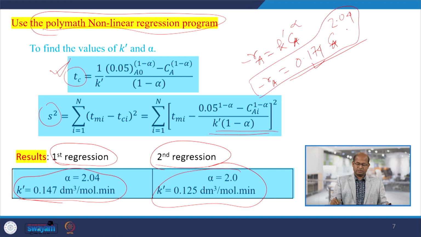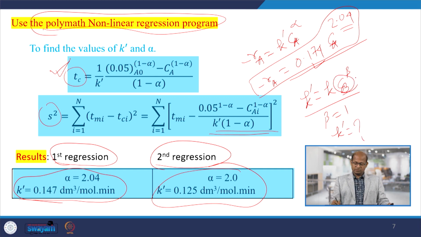So, rate constants and powers we can get, or k prime equals k times C B to the power beta. If we consider beta equals, let us say, 1, then the k prime value we can get if we know the C B concentration. This way we can also find the k value. This is known, beta is 1, and the concentration of C B is known, so then the k value we can find out.